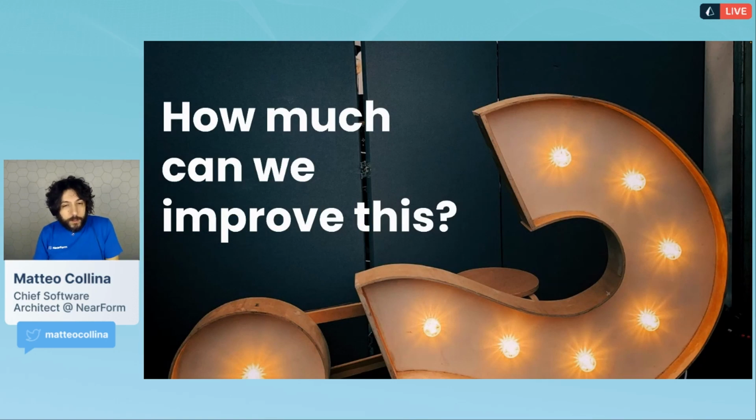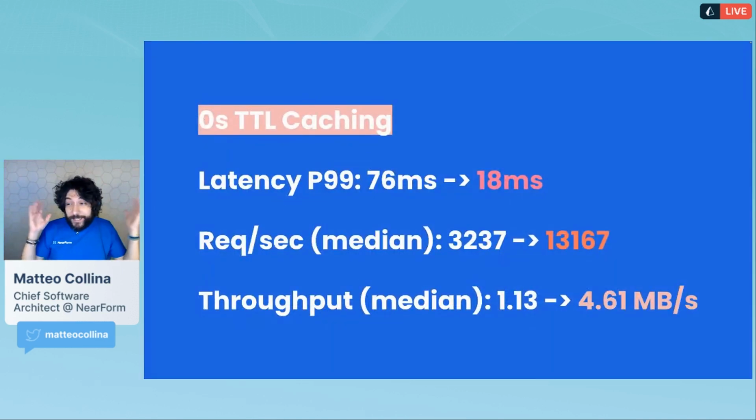So how much can we improve this? And the result is quite a lot. Just by enabling the caching with no TTL, we can put it at 4, divided by 4. Okay, we are improving it 4x.